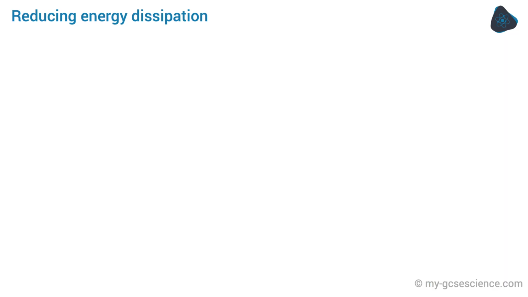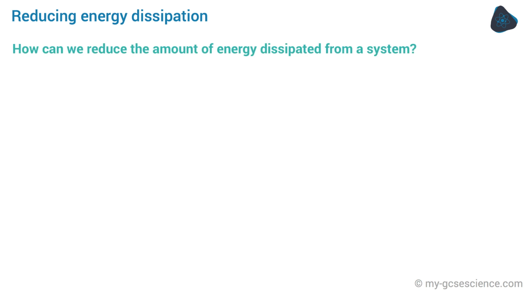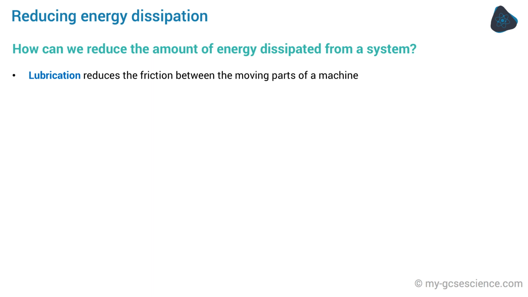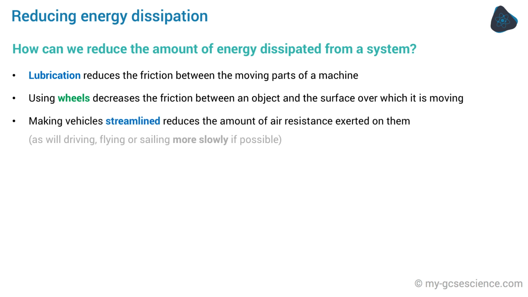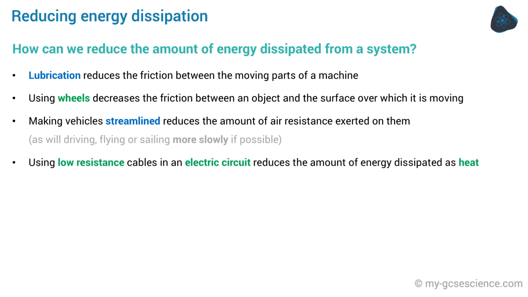If all this talk of everything and everyone losing energy all the time is too much, don't worry. There are lots of ways to reduce the dissipation of energy from a system. Lubrication, using oil or other liquids, reduces the friction between the moving parts of a machine. Using wheels decreases the friction between an object and the surface over which it's moving. Streamlining vehicles reduces the amount of air resistance exerted on them. In an electric circuit, using low resistance cables reduces the amount of energy dissipated as heat.